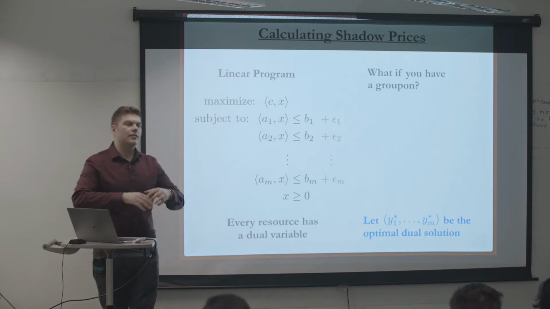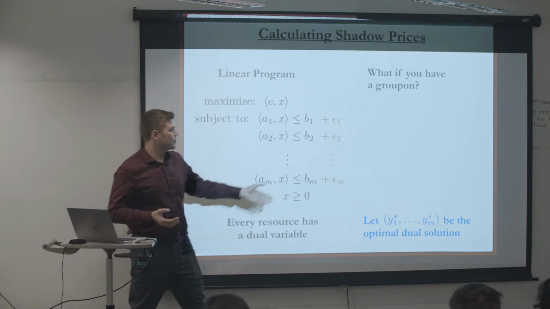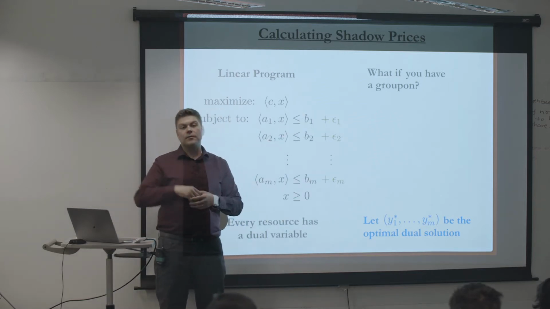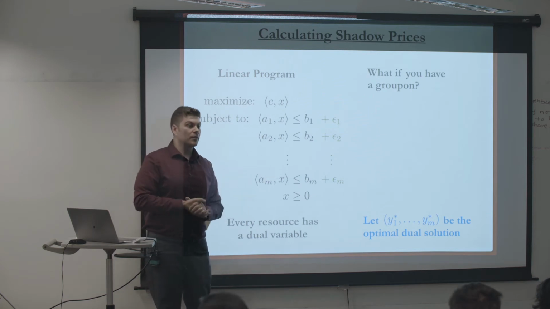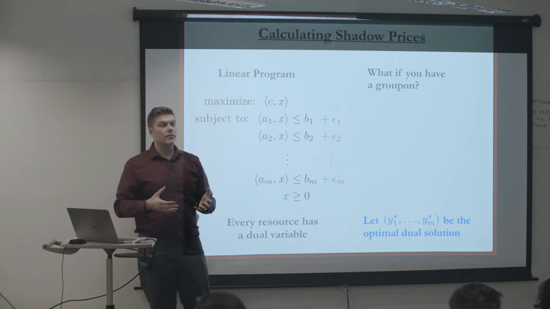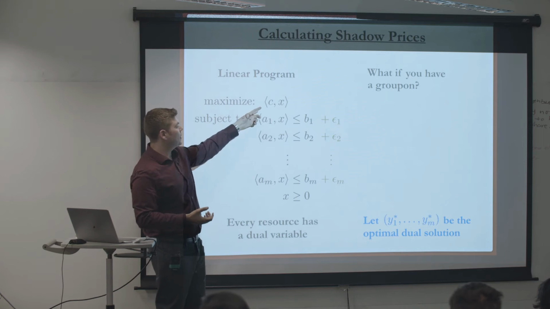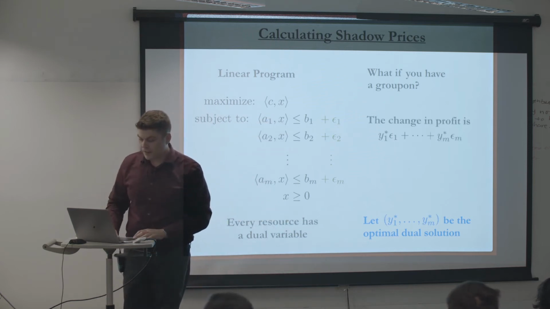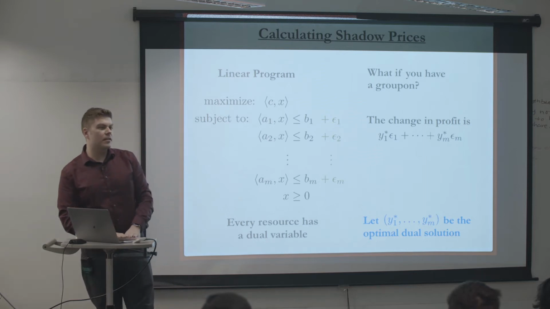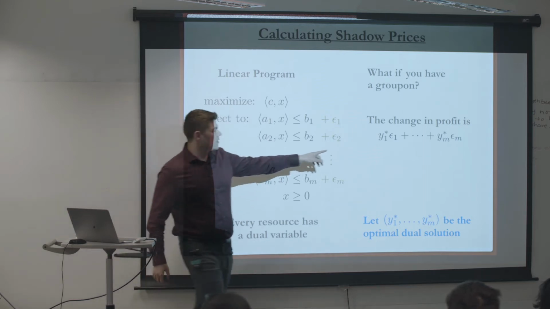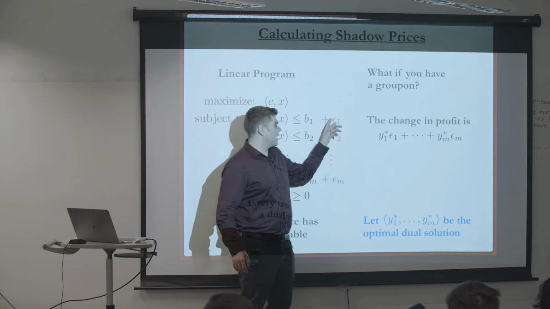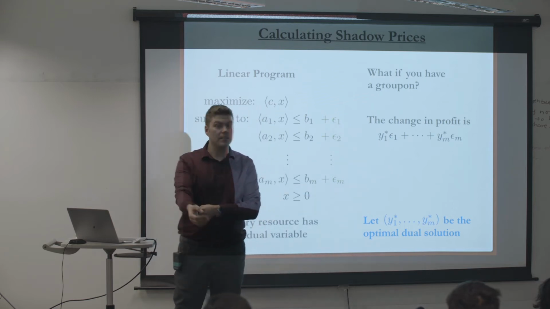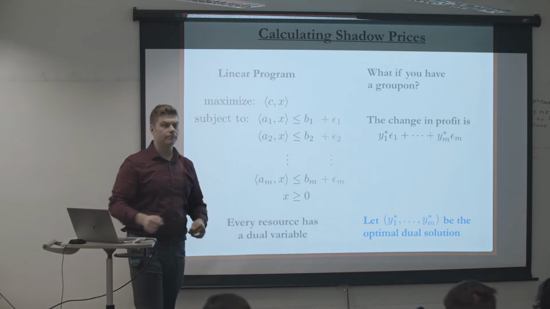And you can look at it like you have some kind of big Groupon. If someone's offering you this much more resource 1, this much more resource 2, you can calculate your change in profit as you get all these resources. It's like some bundle deal. And it's pretty much the simplest thing you could imagine. It's just this linear combination of the dual variables and how much more each one is offering, these epsilon i's.